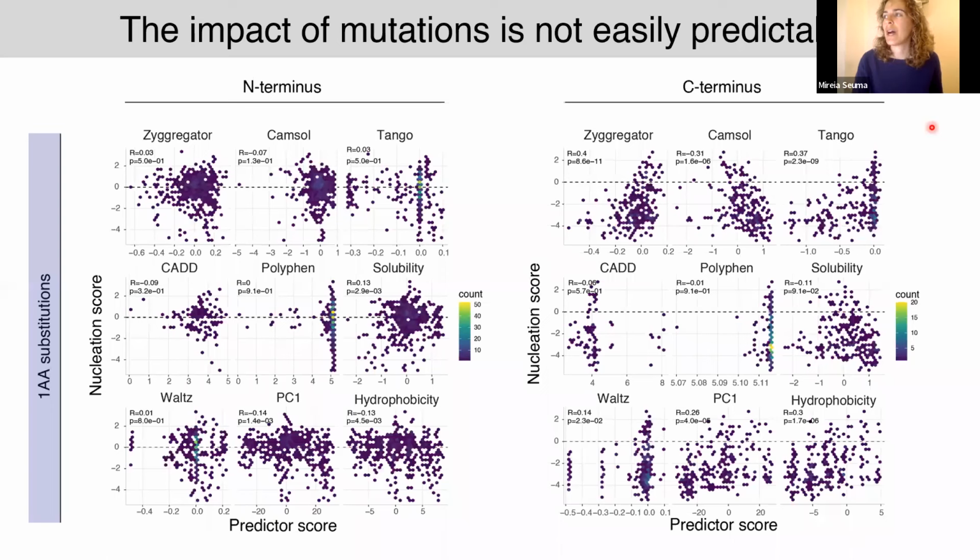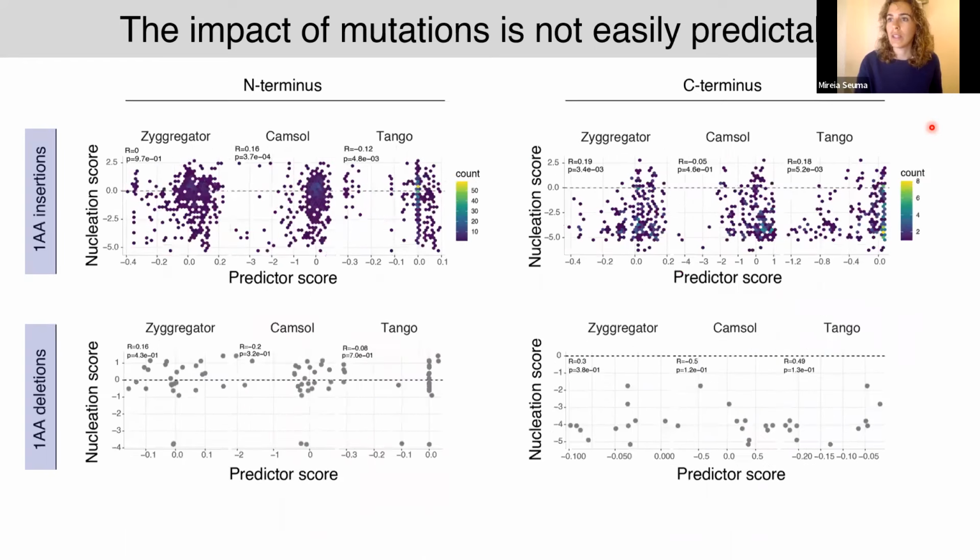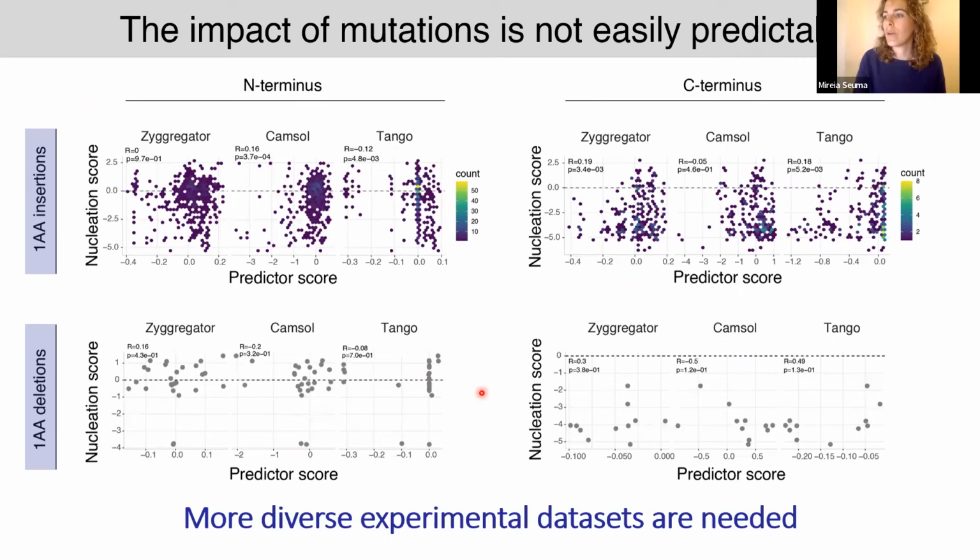And finally, predicting the impact of mutations on amyloid nucleation was already quite difficult at the level of single amino acid substitutions. This is even more difficult when it comes to other types of genetic variants, and we could run very few of these predictors, just with single amino acid insertions and deletions and not for large deletions. And they perform very poorly. So overall, we think that we need to generate more diverse experimental data sets if we want to build a new generation of predictors.